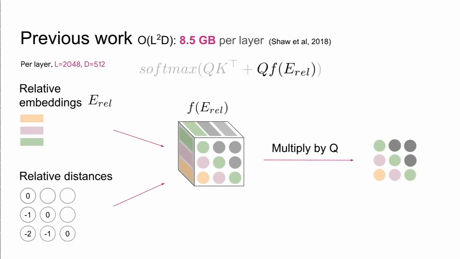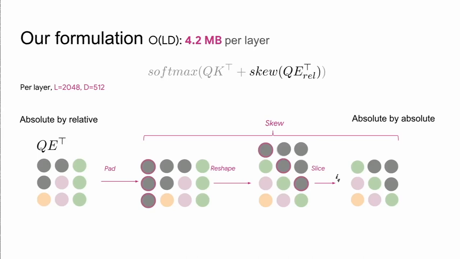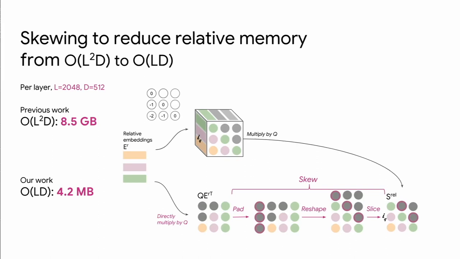What we realized is you can just directly multiply the queries and the embedding distances, and they come out in a different order, because now you have the queries ordered by relative distance, but you need the queries ordered by keys, which is an absolute by absolute configuration. So what we could do is just do a series of skewing to put it into the right configuration. And this is just a quick contrast to show the difference in memory requirements. A lot of times the challenge is in being able to scale, being more memory efficient so that you can model longer sequences.